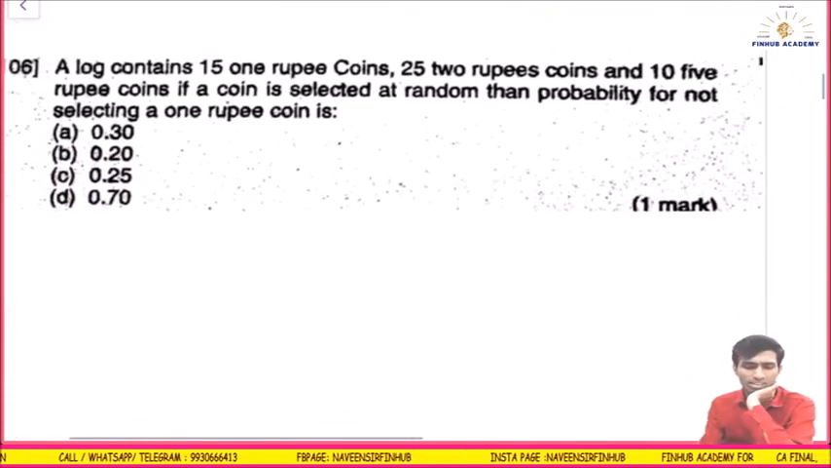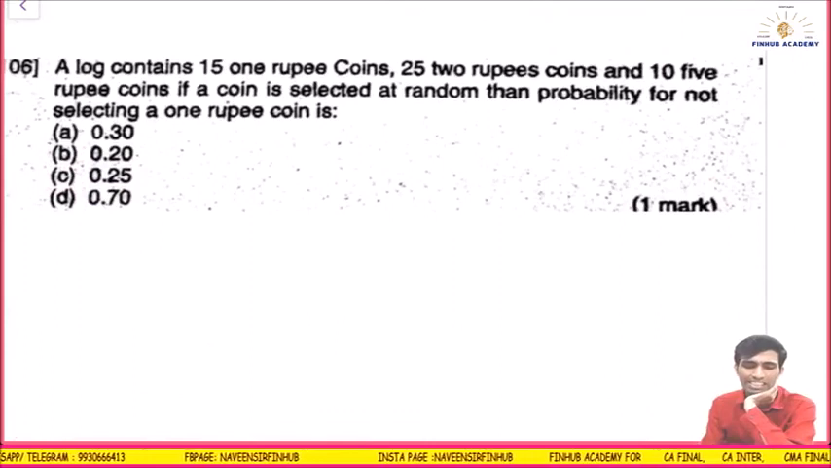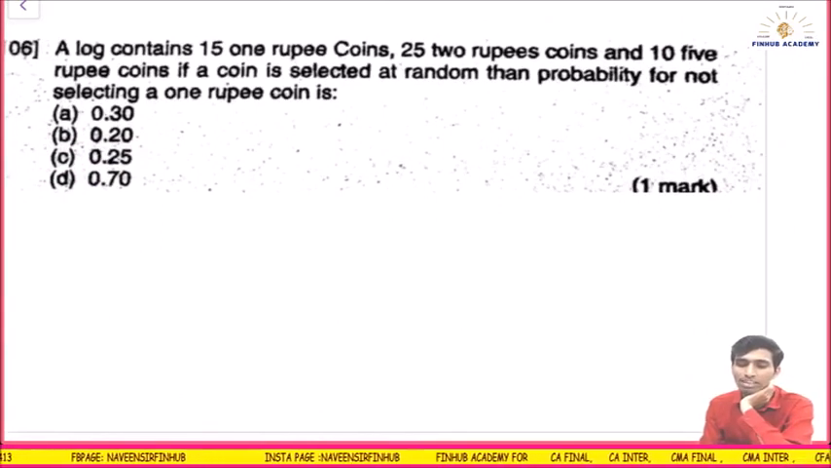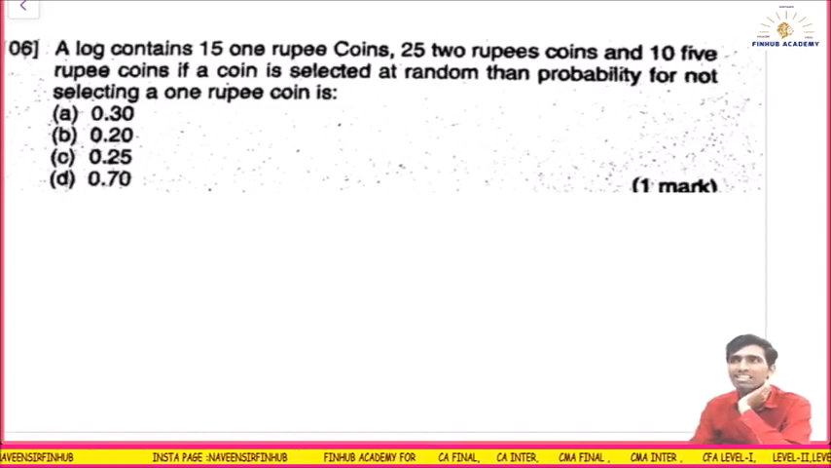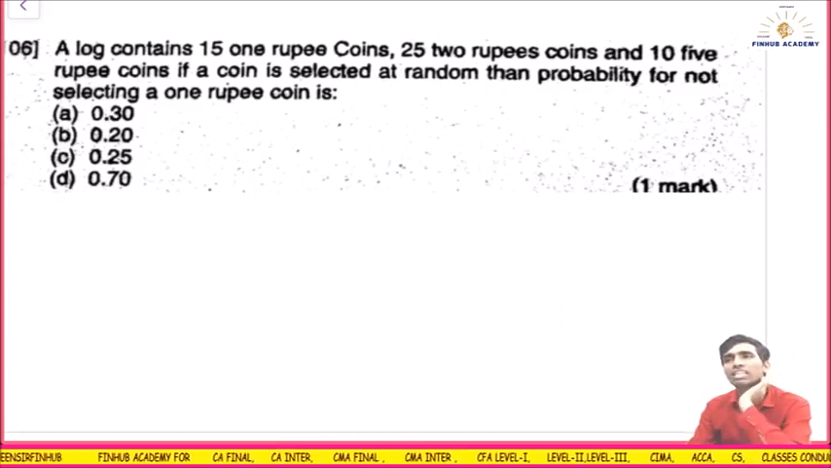A bag contains 15 1 rupee coins, 25 2 rupee coins, and 10 5 rupee coins. If a coin is selected at random, then what is the probability for not selecting a 1 rupee coin? It means you don't have to select the 1 rupee coin, correct?